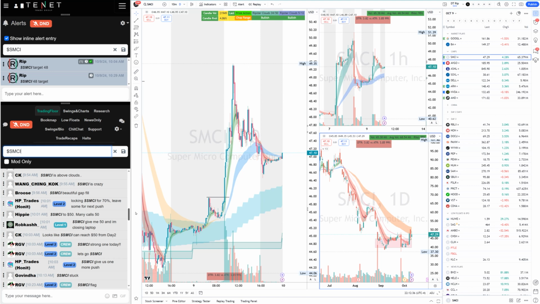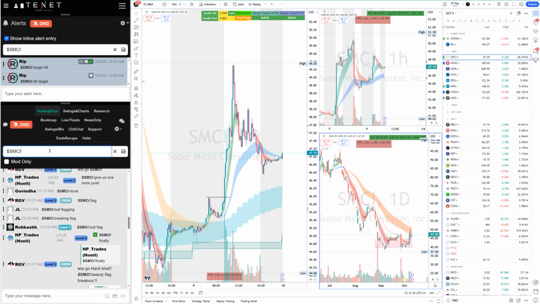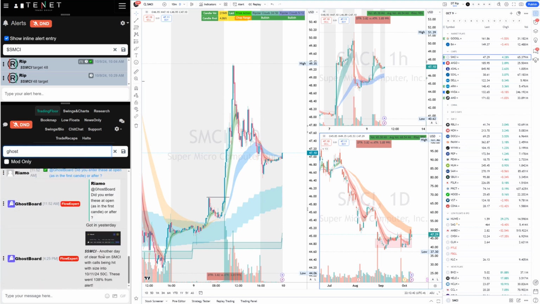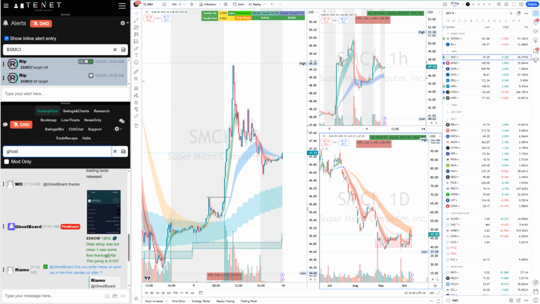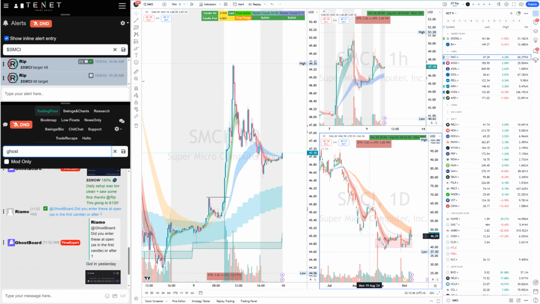RGV was on top of it on SMCI, and there was also a lot of flow coming in. All our flow scanners were screaming SMCI calls, so there was a lot of flow coming in as well. So SMCI was a nice winner. A repeatable day 2, day 3 setup, a repeatable strategy that I discuss often. I did a free webinar on YouTube and on Twitter as well regarding that.